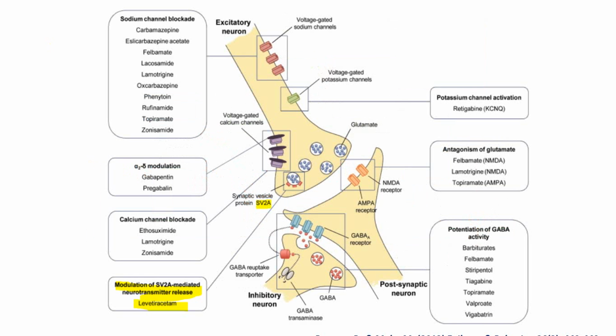One more diagram to illustrate the role of Tiagabine. This is Tiagabine, and Tiagabine acts by potentiation of GABA activity. Potentiation means it increases the GABA activity. At the postsynaptic neurons, you have more GABA acting, and that leads to the control of epileptic seizures.